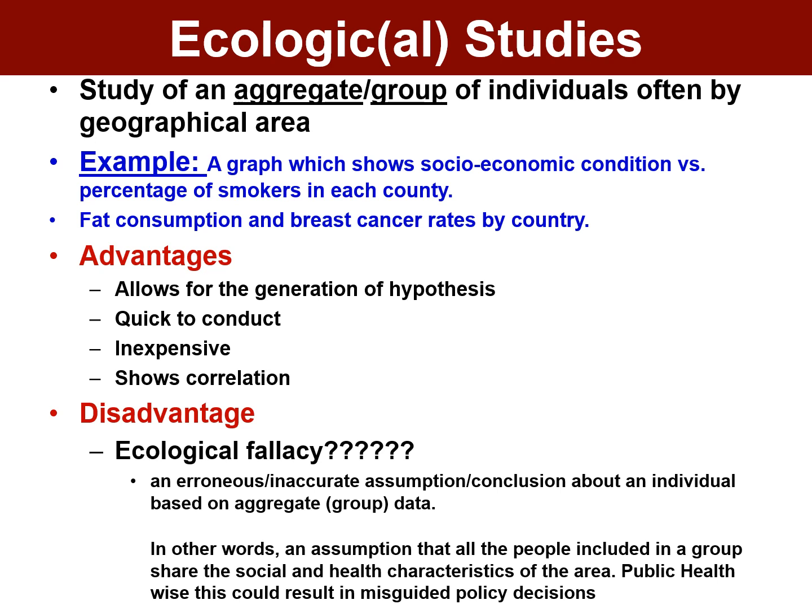So it looks at people in groups, based on geographical area and maybe over a particular period of time. So it looks at trends in time. It never goes down to the individual level. All right. So what are the advantages of this study design is that it allows for the generation of hypotheses.